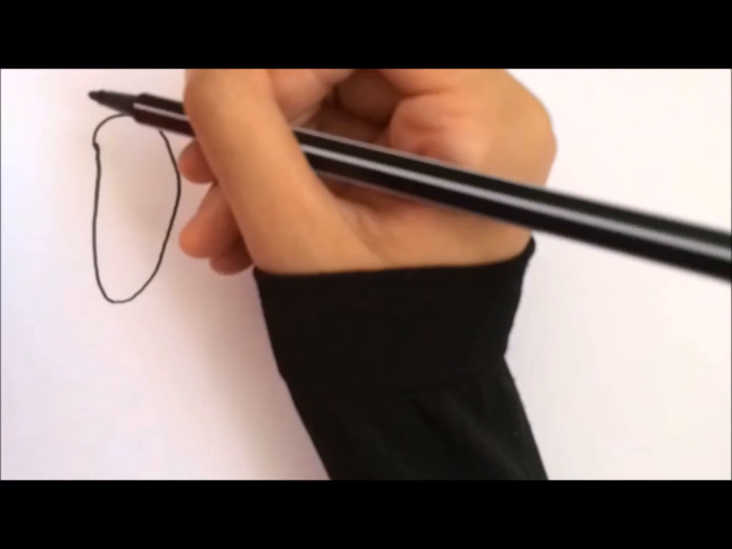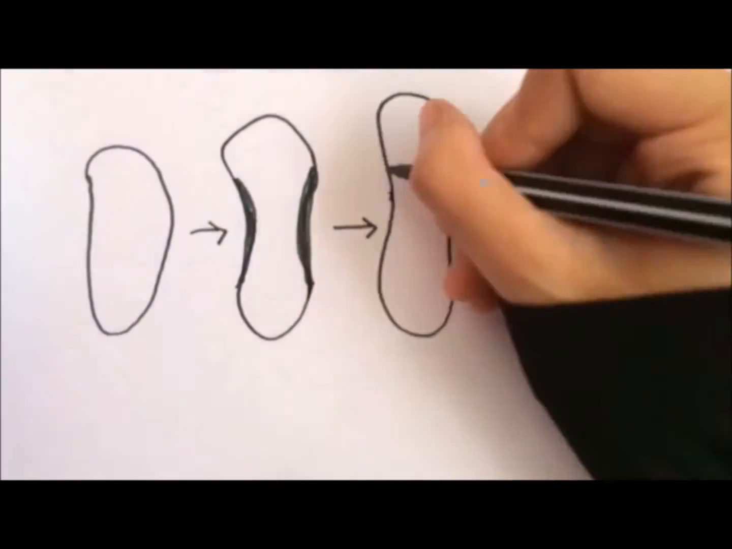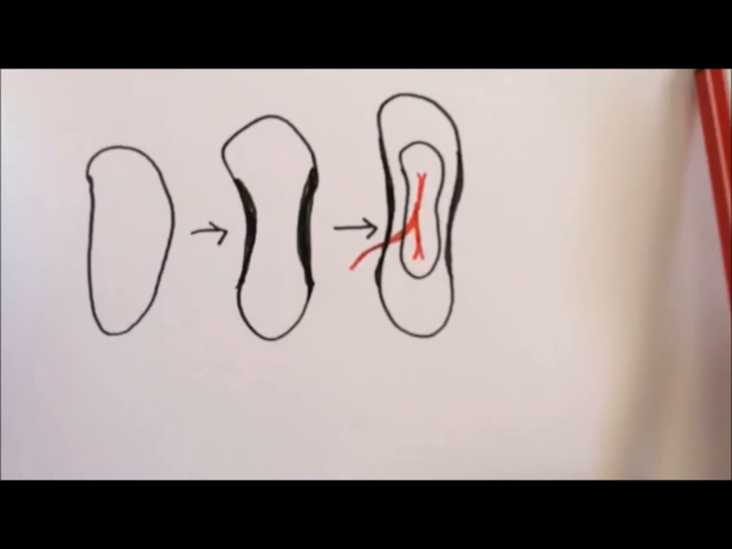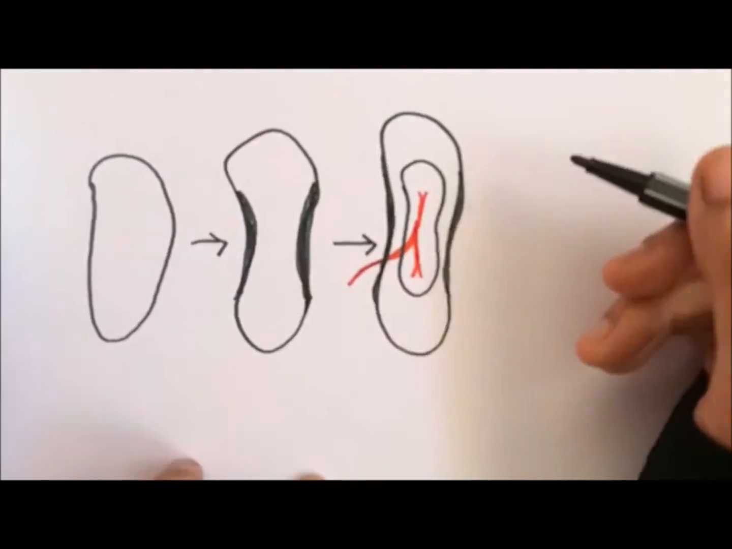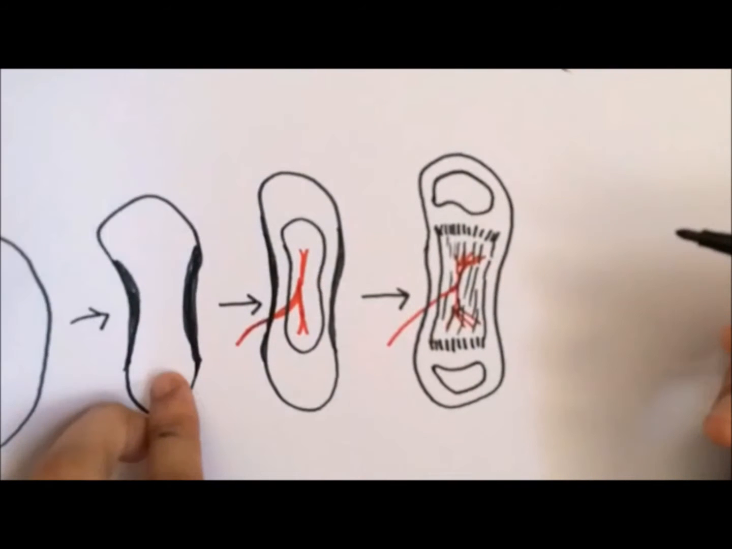Step 1. Fetal hyaline cartilage model develops. Step 2. Cartilage calcifies and a periosteal bone collar forms around the diaphysis. Step 3. Primary ossification center forms in the diaphysis. Step 4. Secondary ossification centers form in the epiphysis.